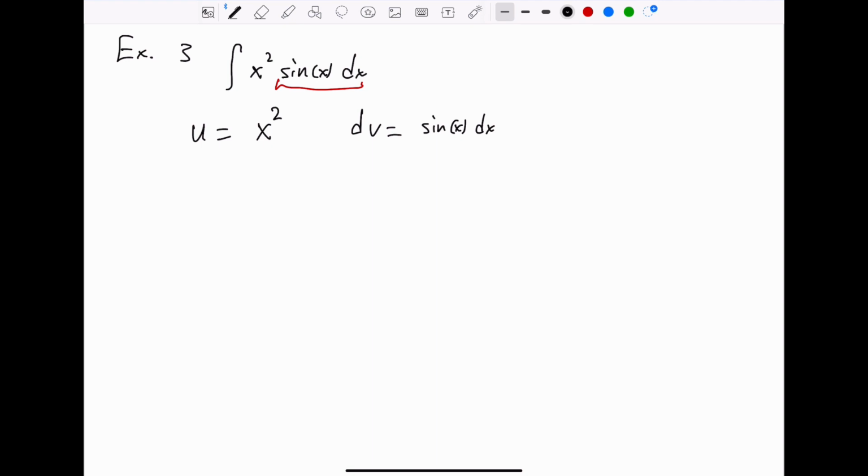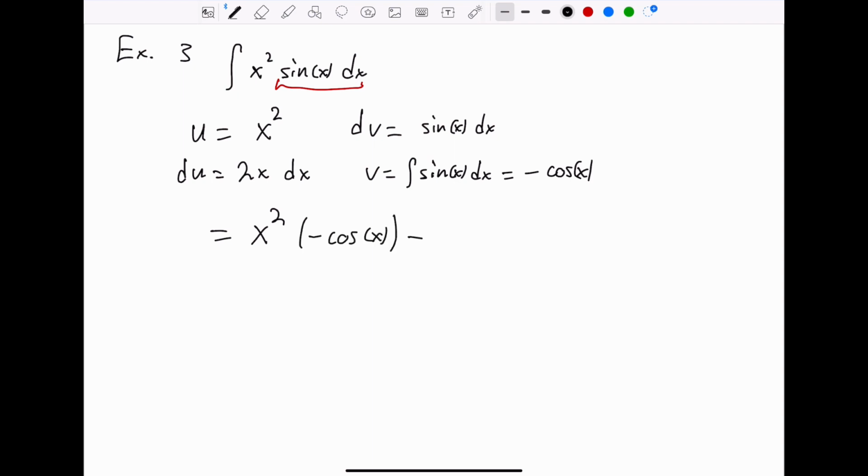Now we take a derivative to find du. The derivative of x squared is 2x. And we integrate to find v. V is the integral of dv. The integral of sine is negative cosine of x. We have u and v. We are ready to use the integration by parts formula. We take u times v minus the integral of v, which is negative cosine of x, du. Du is 2x dx.